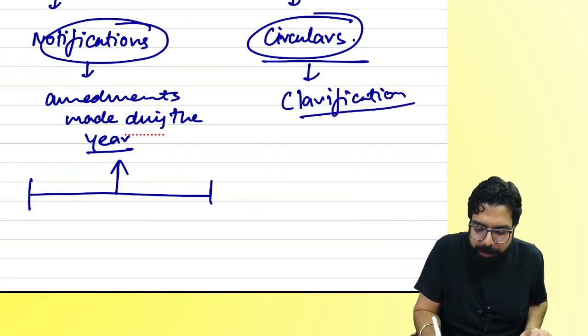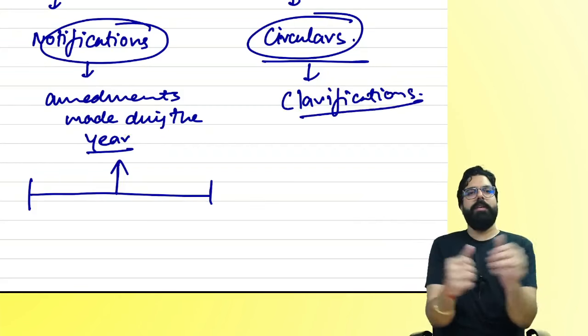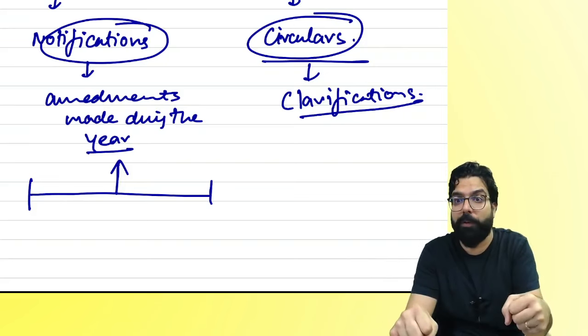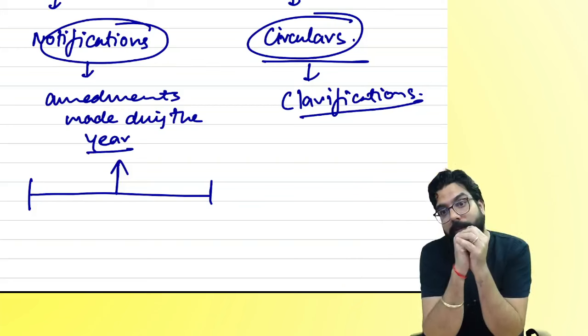Clarifications. See what happens, no? CBIC got two officers. One officer is telling 18% will be applicable. One officer is telling 28% will be applicable. Both the officers are fighting.